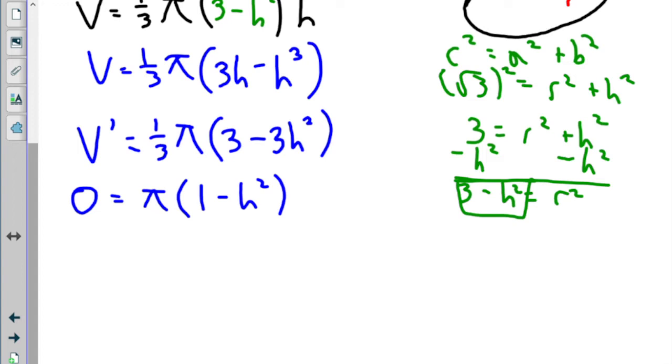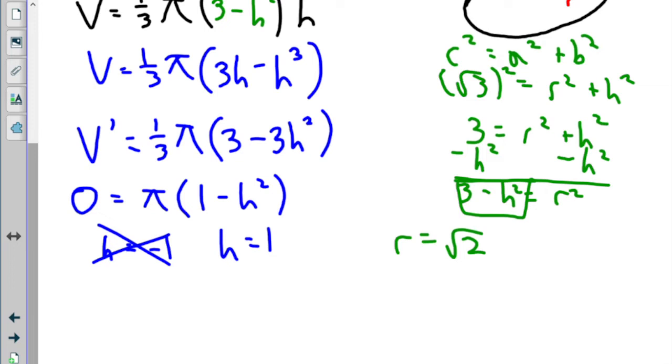Well, it's going to be -1 and +1. Do we want -1 and +1? Nope. We don't want -1 because we don't want a negative height. So that's our height. That makes the radius, if the height is 1, the radius is going to be square root of 2.